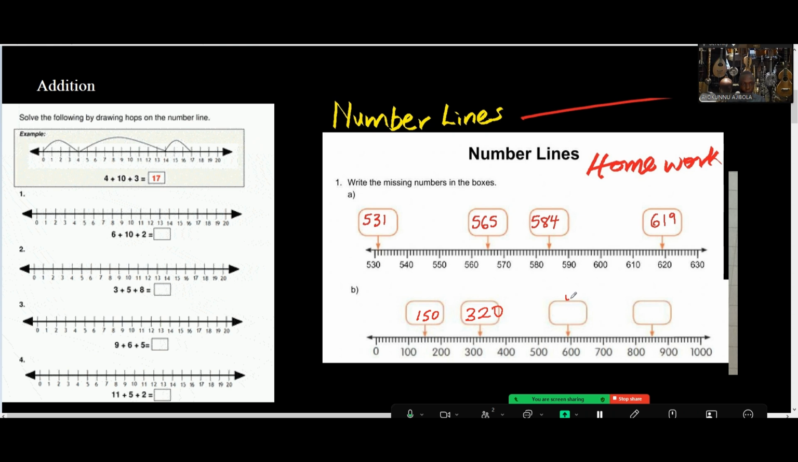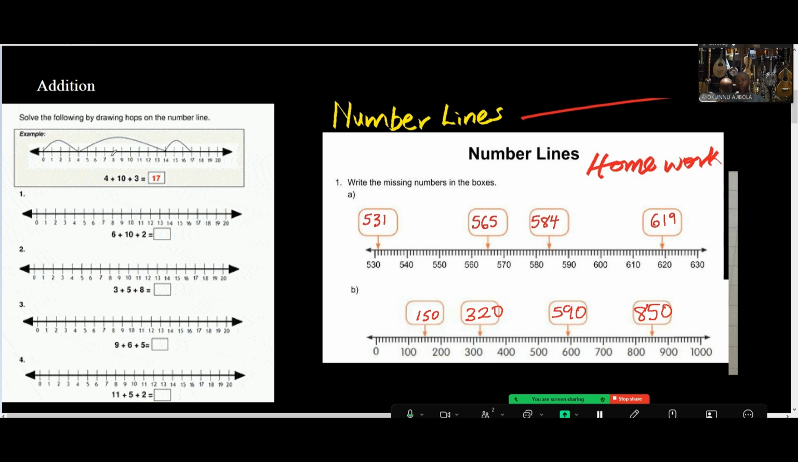And what about this one? 590. Good, 590. What about the last one, the last box there? 850. Correct, 850. Okay, now that we're done with that, let's just revisit this addition.